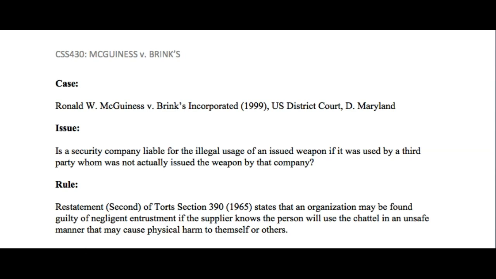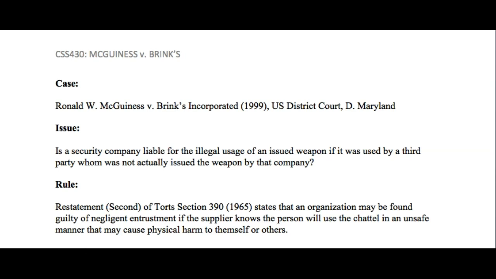In this case, the issue is: is a security company liable for the illegal usage of an issued weapon if it was used by a third party who was not actually issued the weapon by that company? Now, you've read that case and you understand what I'm talking about because if you've done the reading, as you should, this will make sense to you. If not, please go back and do it. Brinks issued a weapon to one person. That person lent that weapon to another, and the person they lent it to did harm to someone. Is Brinks responsible as the person who originally issued the weapon?